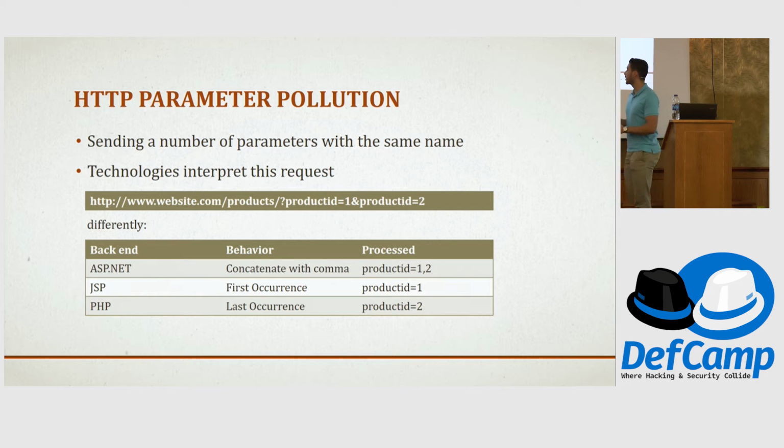How do different technologies interpret this request? ASP.NET concatenates both values with a comma, so what gets to the backend is productID equals 1,2. JSP, for instance, just uses the first occurrence, so what it processes is productID equals 1. And PHP uses the last occurrence, so it gets productID equals 2.